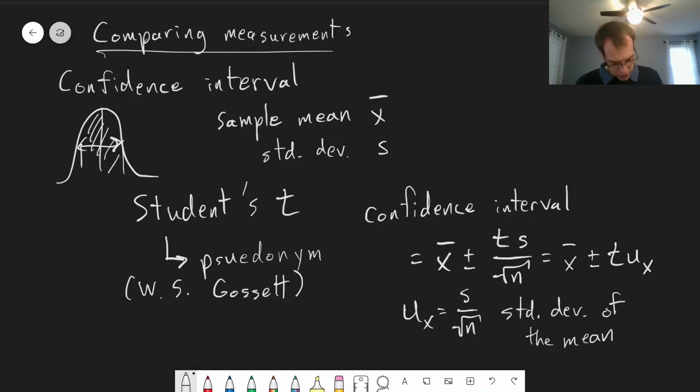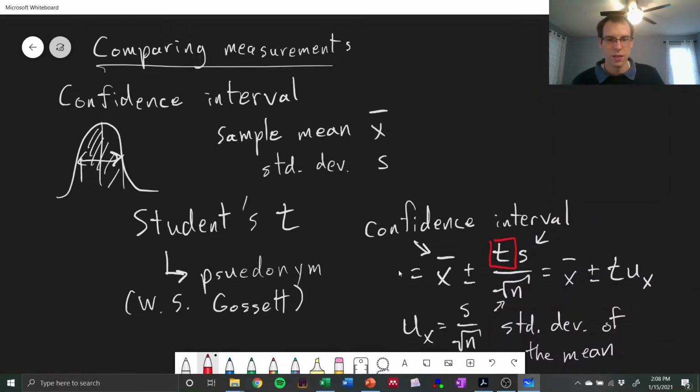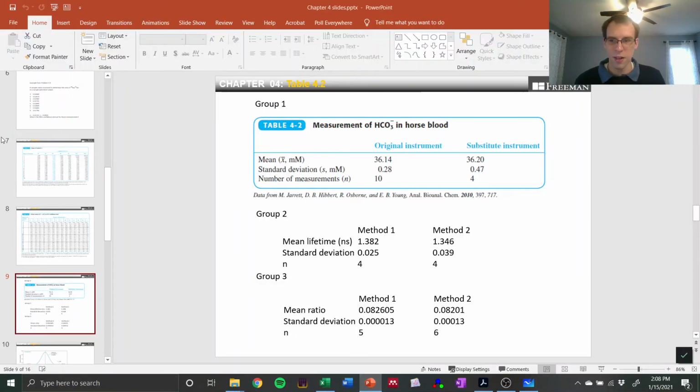Now the question is, we know how to find a mean, we know how to find standard deviation, we know the number of measurements we've taken. So the big question is, how do we know what value to use for t, student's t here? And to do this, we can calculate this, or the easier way is we can look it up in a table. So let me switch over to PowerPoint here.